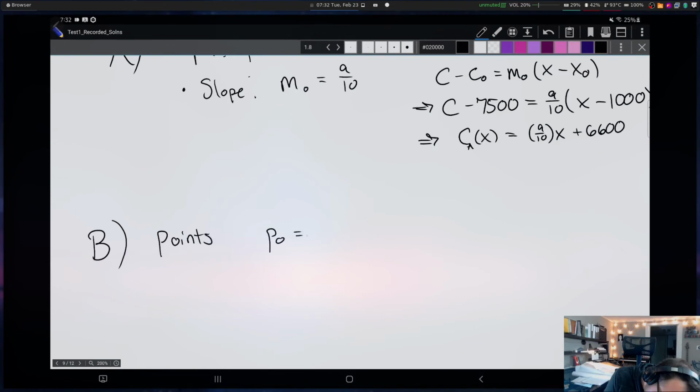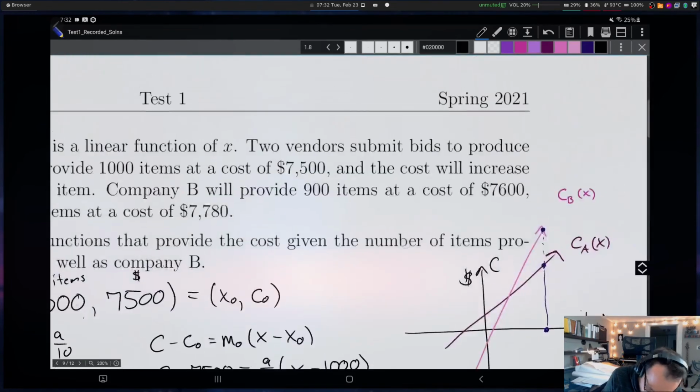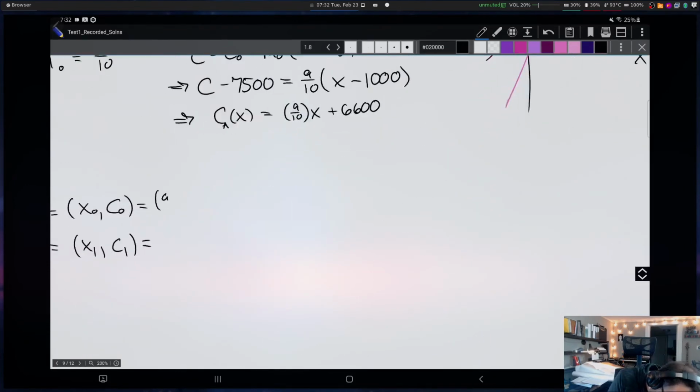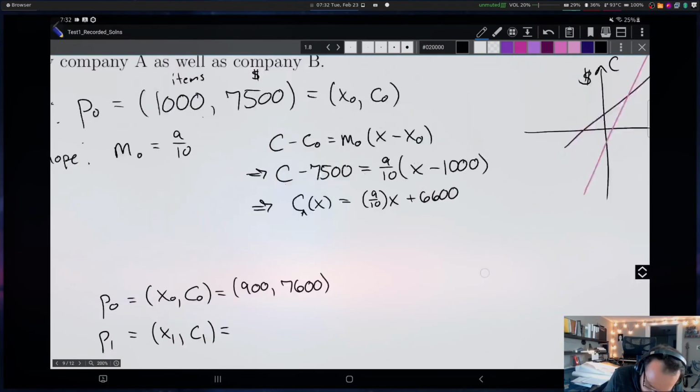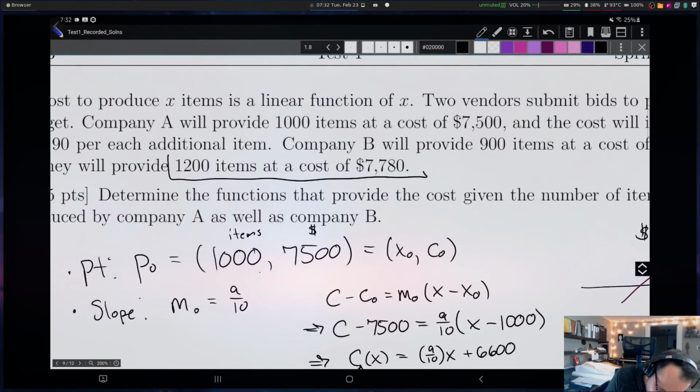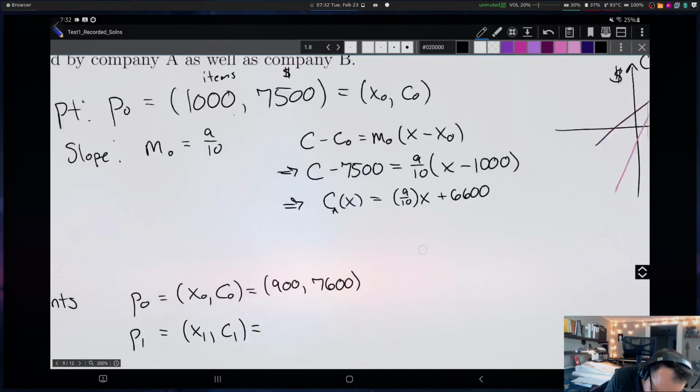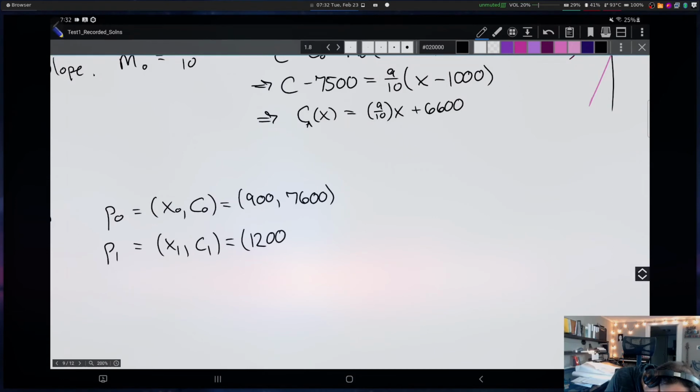Let's say P naught is equal to, I'll just call it x naught and c naught. We're given P1 is equal to x1 and c1. And let's see, x naught and c naught are maybe this first price point. It's 900 items at 7,600. The inputs were the items, so that's 900. The outputs were the costs, 7,600. And that's a point. Now what's the other point? The other point was 1,200 items at a cost of 7,800. The items were the inputs, it's 1,200. The costs were the outputs, 7,800.